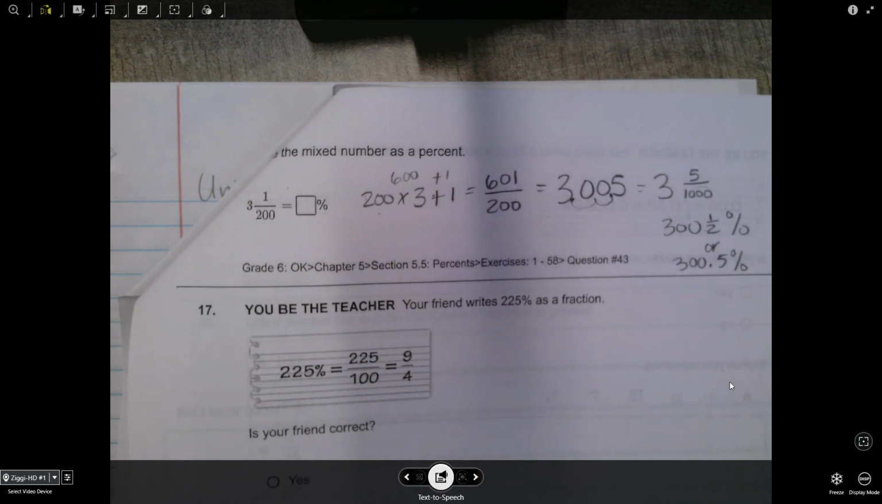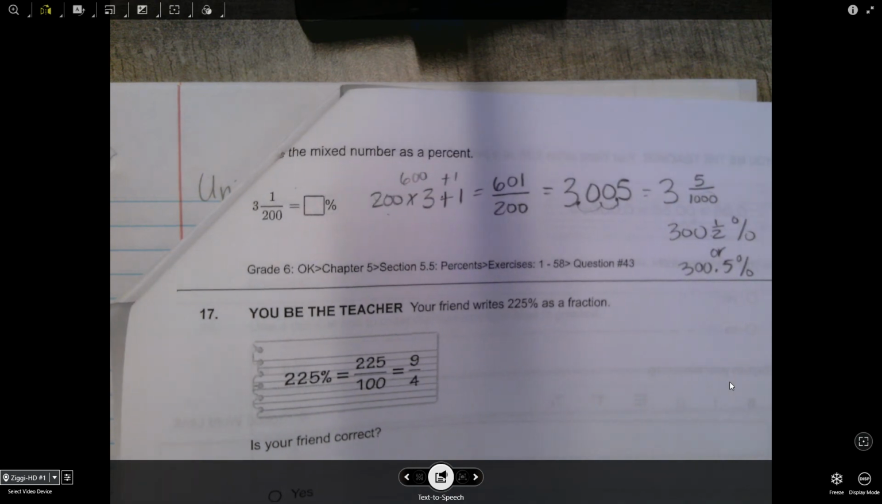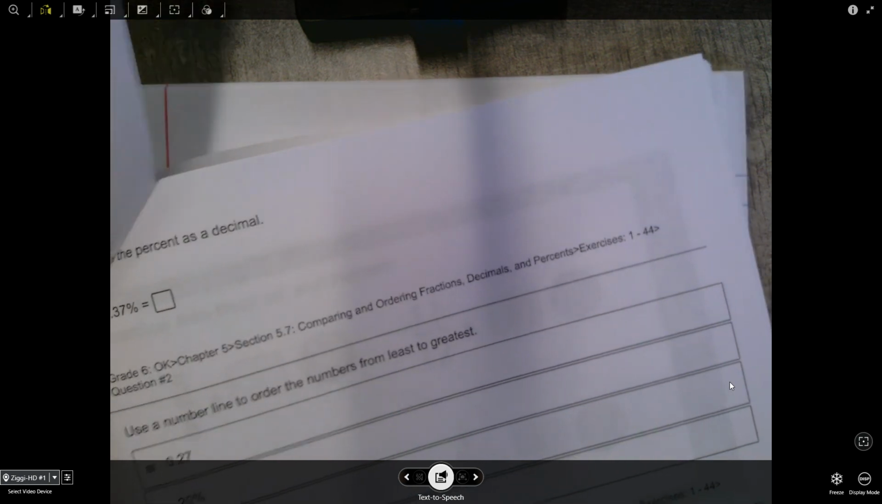Okay. You should be able to do all of those. Be able to do that one.